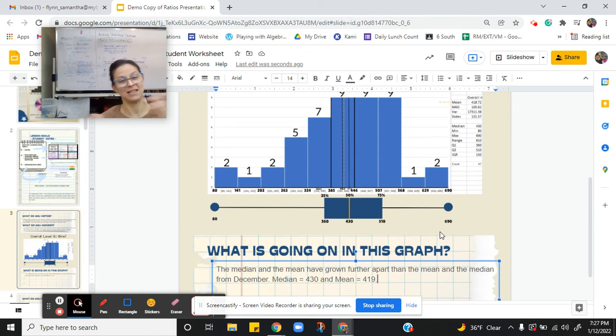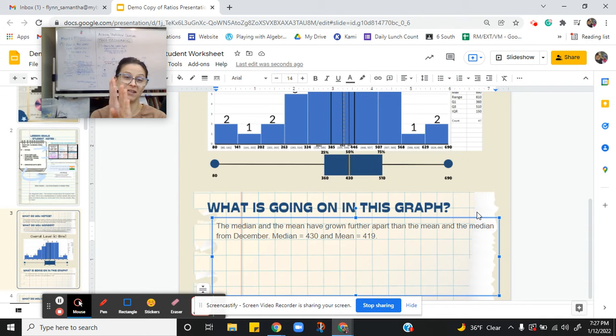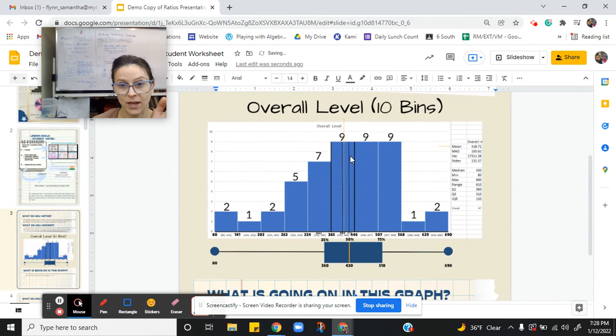When we see that the mean and the median are spreading out, it means that the data is getting more skewed. When the mean and the median aren't lining up in the middle anymore, it just means that the data is not that perfectly symmetric. So the data is getting less symmetric. The data is becoming more skewed left.